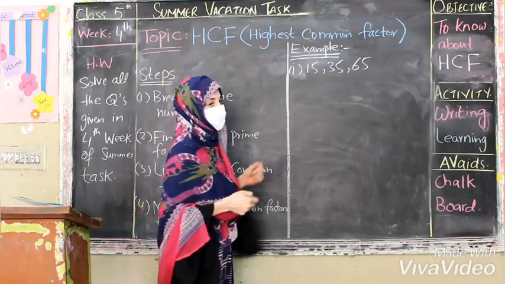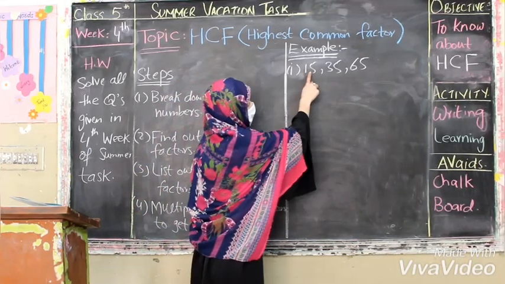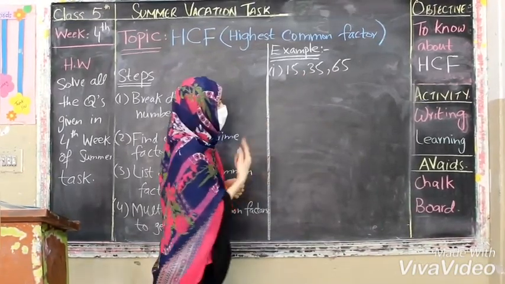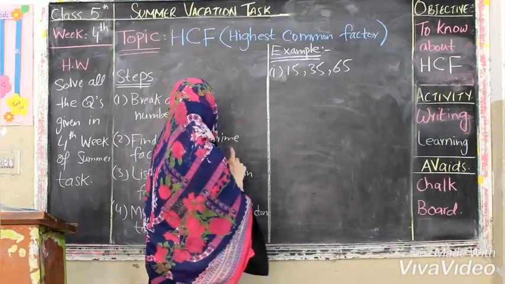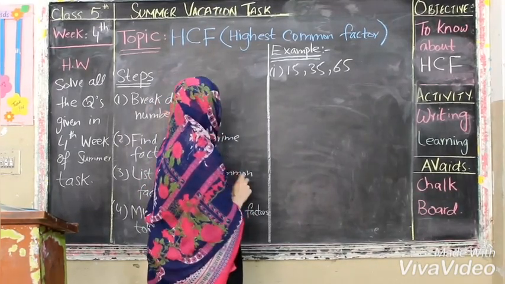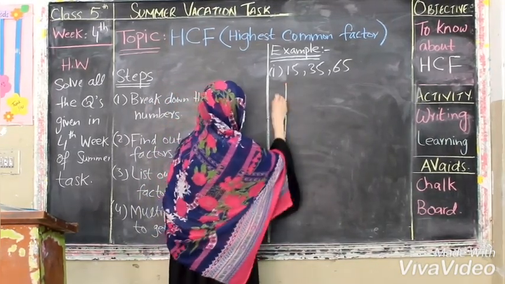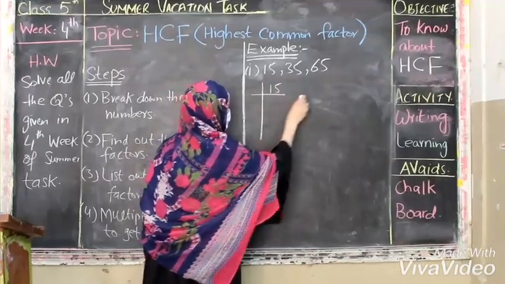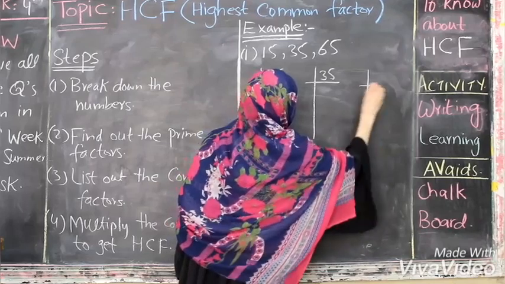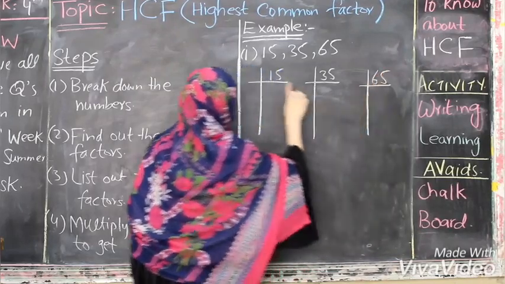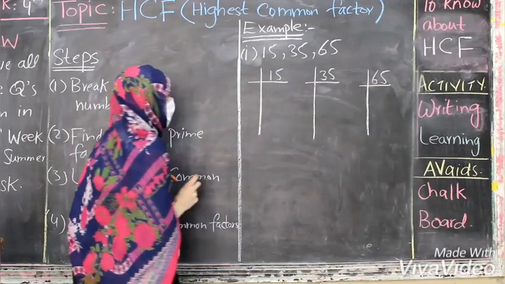You can see the example. The example is we have 3 numbers: 15, 35 and 65. Now I am going to find the HCF of these numbers. So using these steps, the first step is break down the numbers. So I am going to break down the numbers. So this is 15. Now this is 35. Now we have 65. So I will break down the numbers.